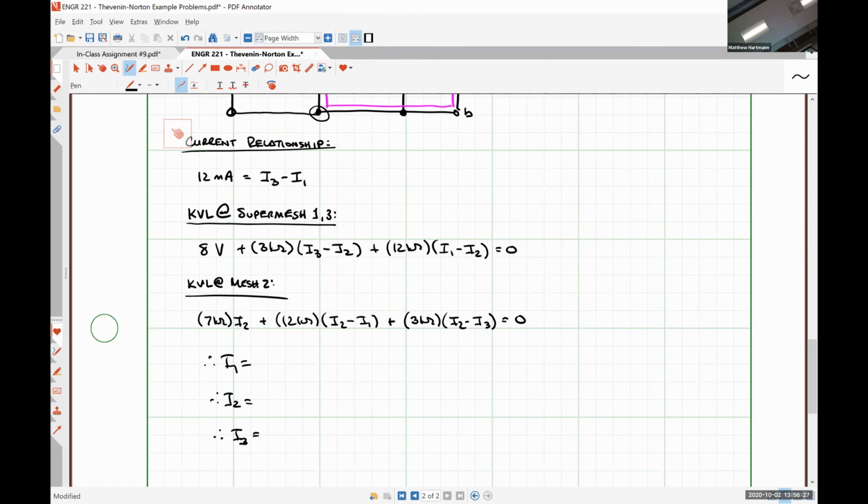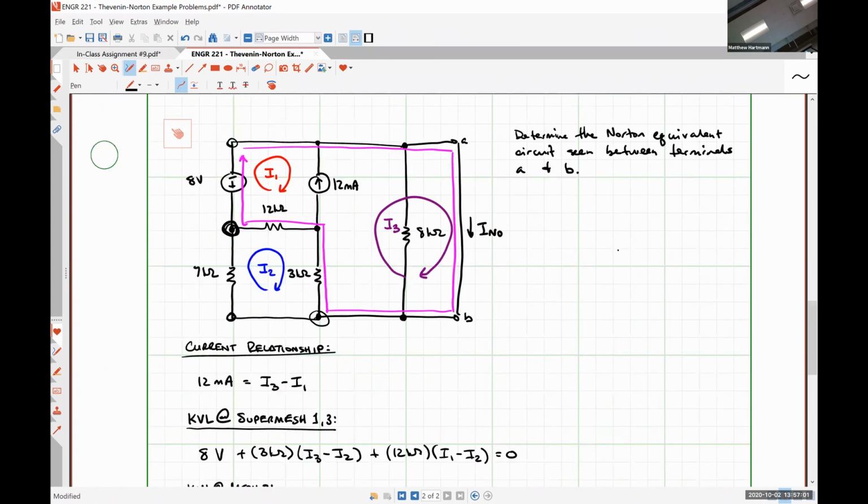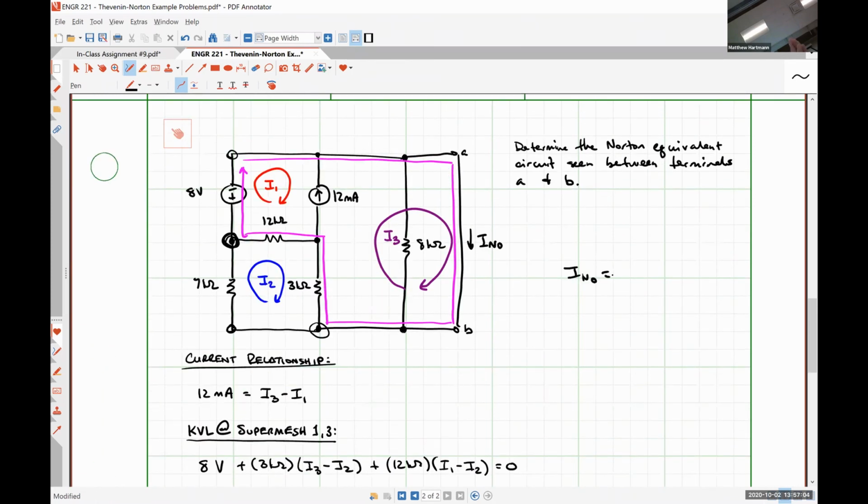Yes, sir. Absolutely. Negative 4.076 milliamps. What did you get for I2, sir? Negative 1.143 milliamps, and lastly 7 point something, I don't remember, 924 milliamps. Great. All right. So now that we know those three mesh currents, what's I Norton?